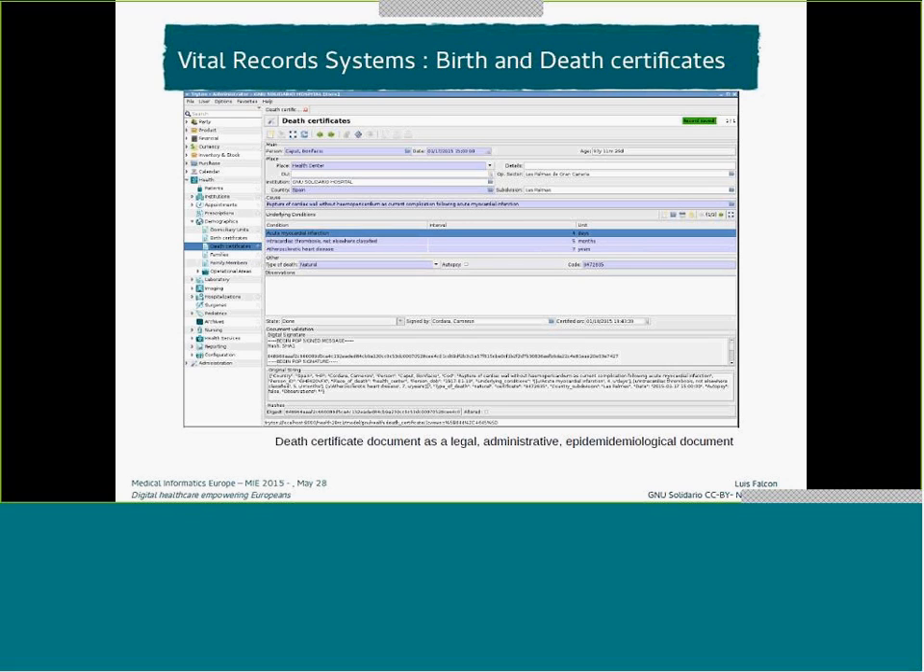And the slide that I'm showing here is the death certificate: who the person was, the age, the place, whether it was at home or at the health center, the institution, the cost, but also the immediate cause, the underlying conditions, and the interval that happened.